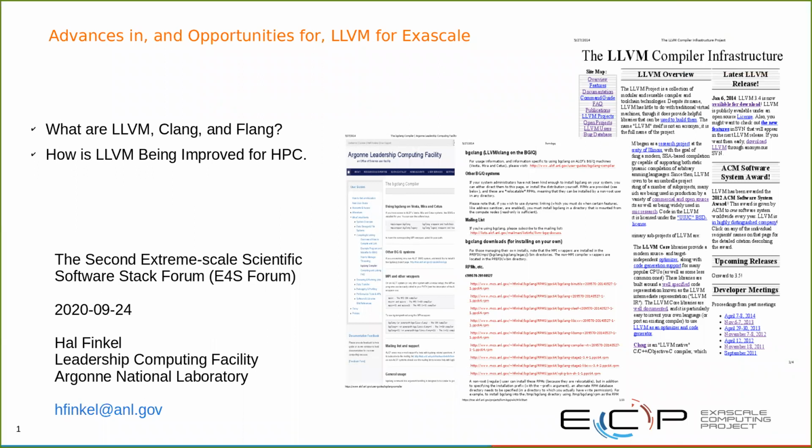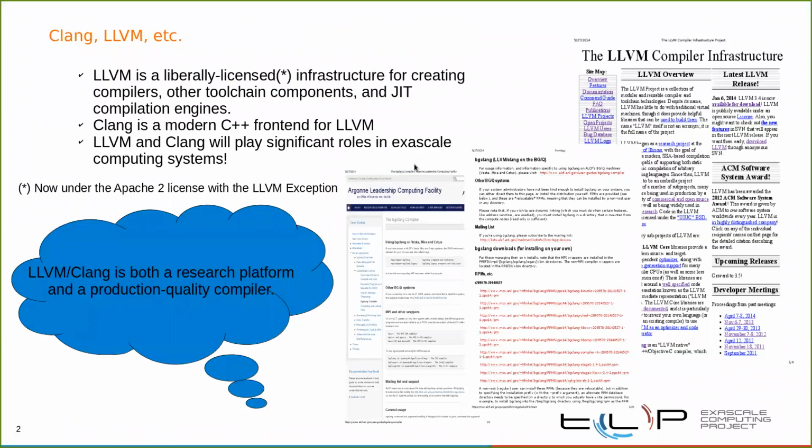So first, let me start by explaining what LLVM is. LLVM is an open source, liberally licensed infrastructure for creating compilers and other toolchain components, including just-in-time compilation engines, static compilers, and so on, in addition to various kinds of static analysis. The most well-known component of LLVM is Clang, which is a modern C++ front end for LLVM. It is arguably the best C++ compiler available in terms of front-end technology. And what I'm going to talk about is the way that LLVM and Clang are going to play significant roles in our Exascale computing ecosystem.